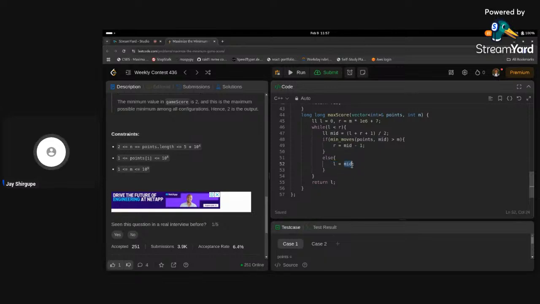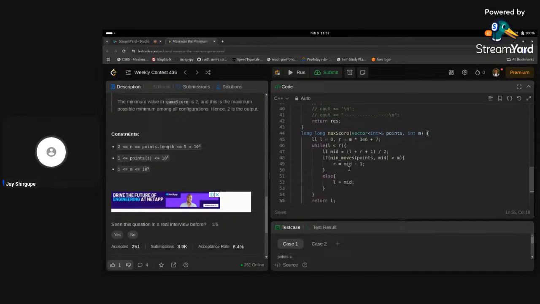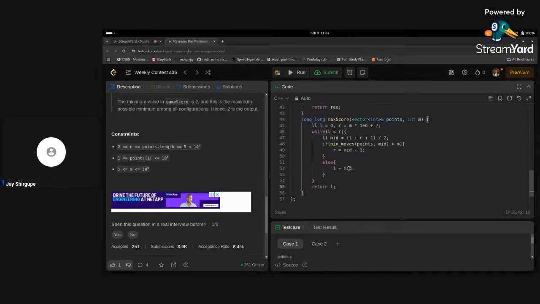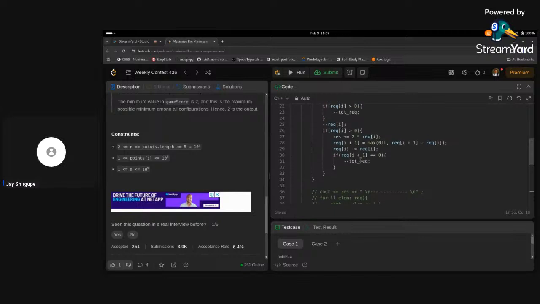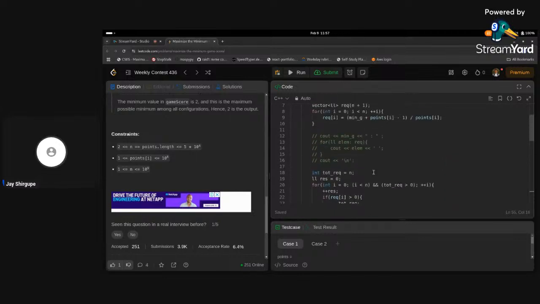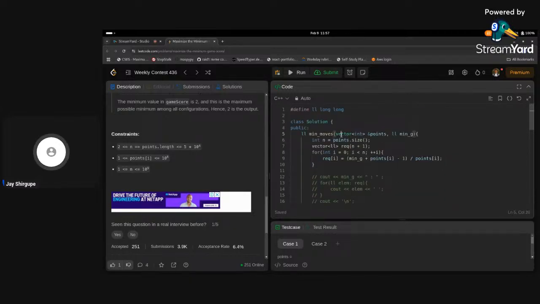So we increase our L, or we decrease our R. Finally, we just return our L, which is the maximum possible X such that you can make your game score minimum at least that much. Then how do we check that, given this points array, can we get the minimum of the game score to be at least this much?